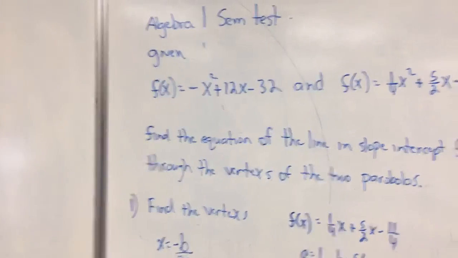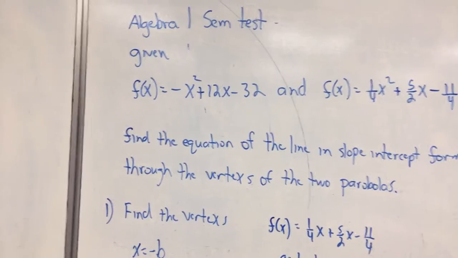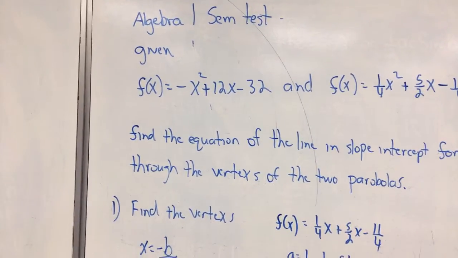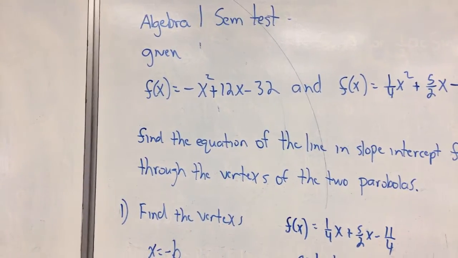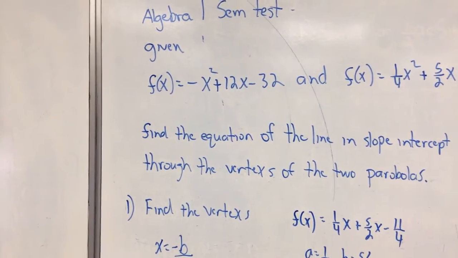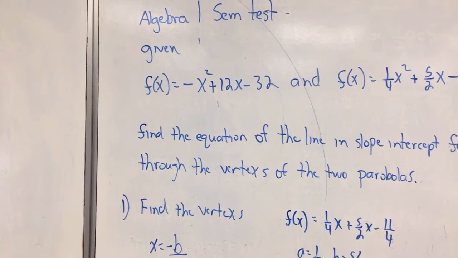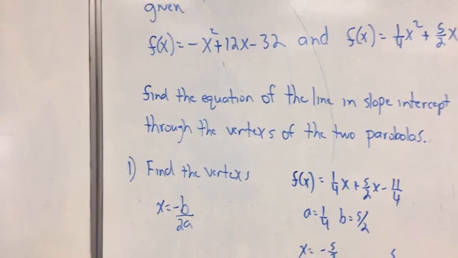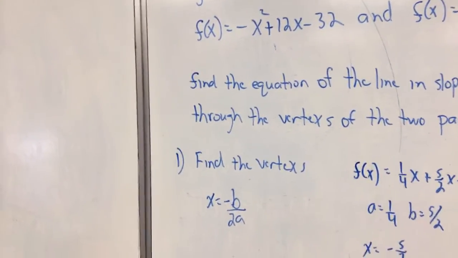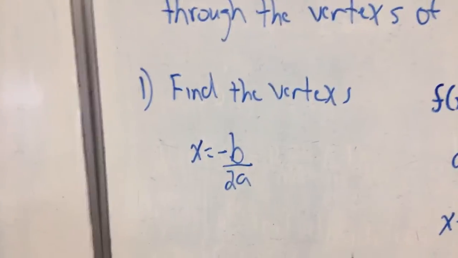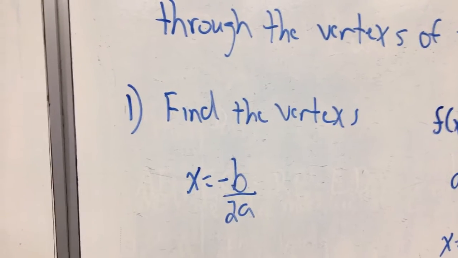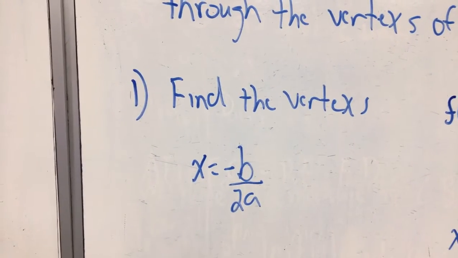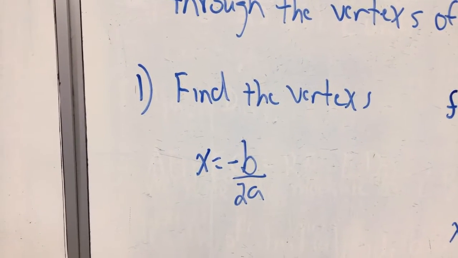All right, so then the directions say find the equation of the line in slope-intercept form that goes through the vertexes. So what do you have to do? You have to find the vertexes. How do you find the vertex of a parabola? Well, first, axis of symmetry, people. Axis of symmetry: x is equal to negative b over 2a. The vertex is on the axis of symmetry. That's the x value of the vertex. So, let's do the hard one first.